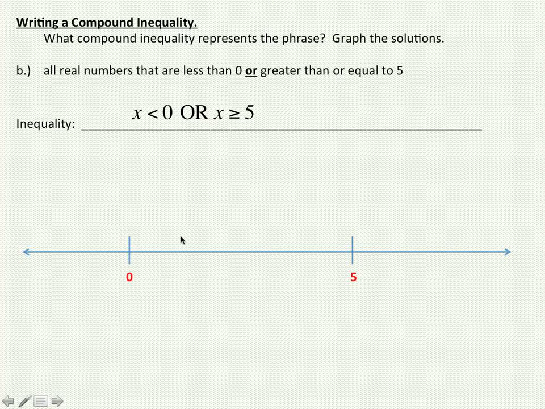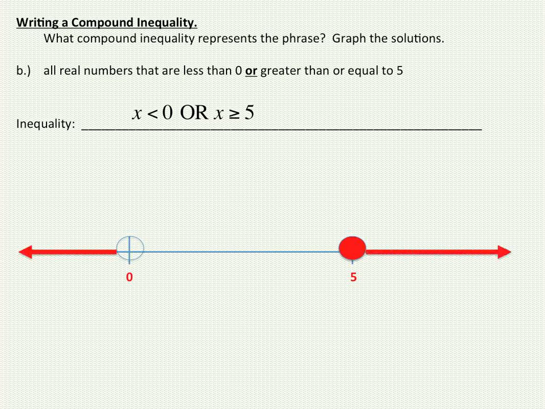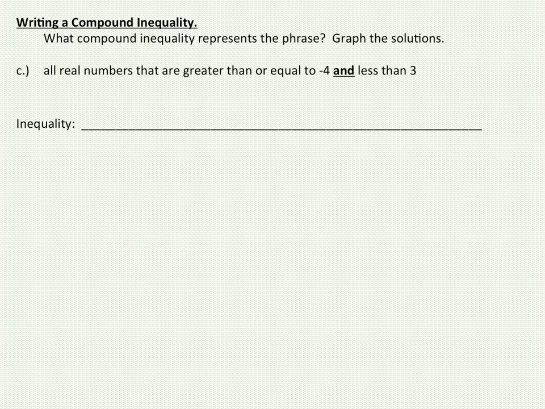So less than 0, open circle on the 0, closed circle on the 5, shade the outside, shade the outside. All OR graphs have the 2 points and then the outsides shaded. Okay, what do we see here?